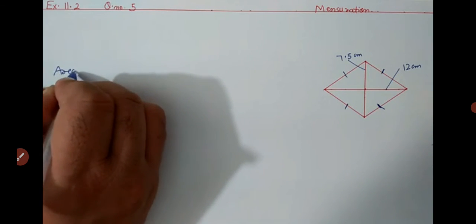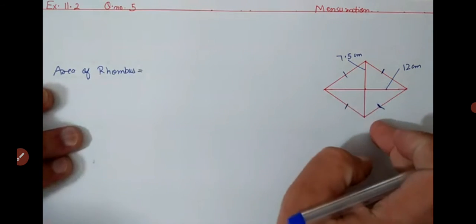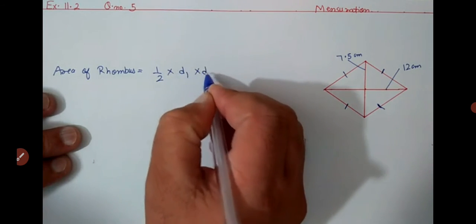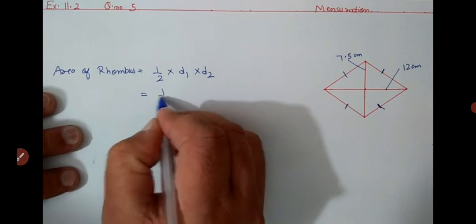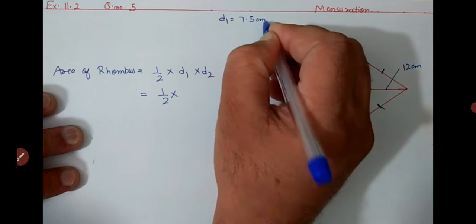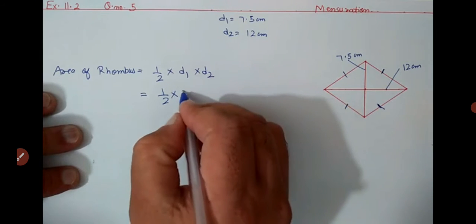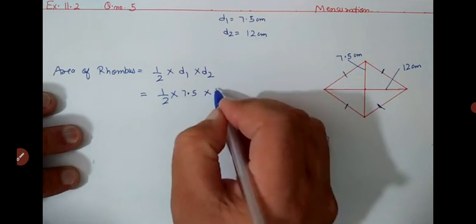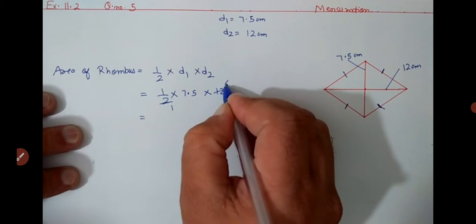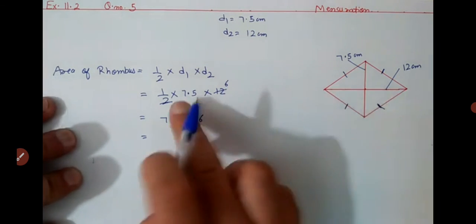So we know that the area of rhombus is, what is the area of rhombus? 1 by 2 into d1 into d2. So you can write 1 by 2 into 7.5, d1 is equal to 7.5 centimeter and d2 is equal to 12 centimeter. Okay, so write it 7.5 centimeter into 12 centimeter. And cut it down. 2 ones are 2, 2 sixes are 12. Okay, 7.5 into 6, multiply it.